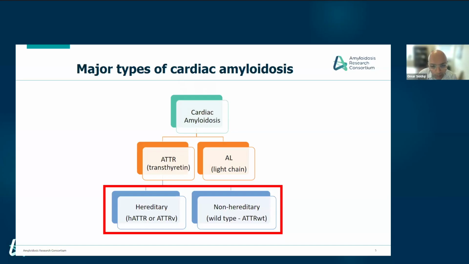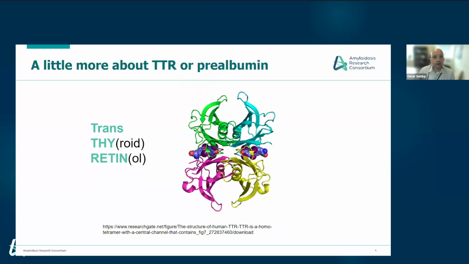The more common type of ATTR cardiac amyloidosis is the non-hereditary or wild-type TTR. And that's where the transthyretin protein is genetically normal, but it accumulates as people get older in the heart, soft tissue, nervous system, etc. So a little more about transthyretin amyloidosis and the transthyretin protein.